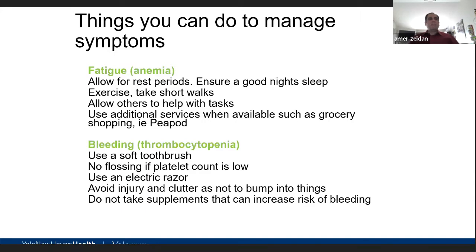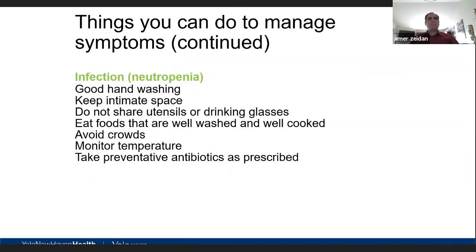Same thing for bleeding that can happen from the low platelets. Use a soft toothbrush because patients often have gum bleeding if they use a strong toothbrush. Try to avoid flossing if the platelet count is very low. If you shave, don't use a razor; try to use an electric shaver. And try to be careful about falling and clutter, because if you fall with very low platelets, you could have bleeding, which could be significant. So all of these are important interventions.